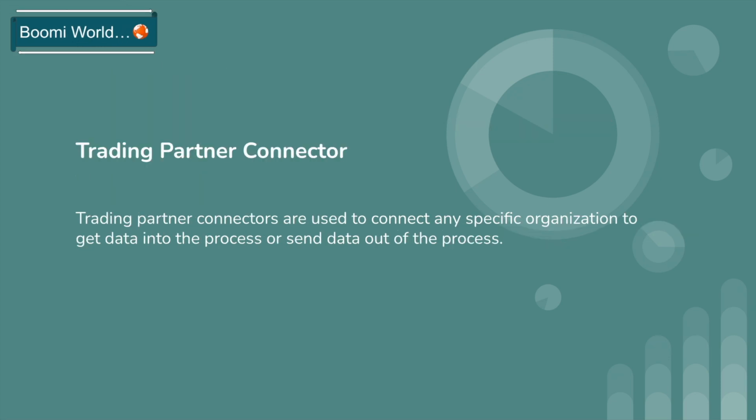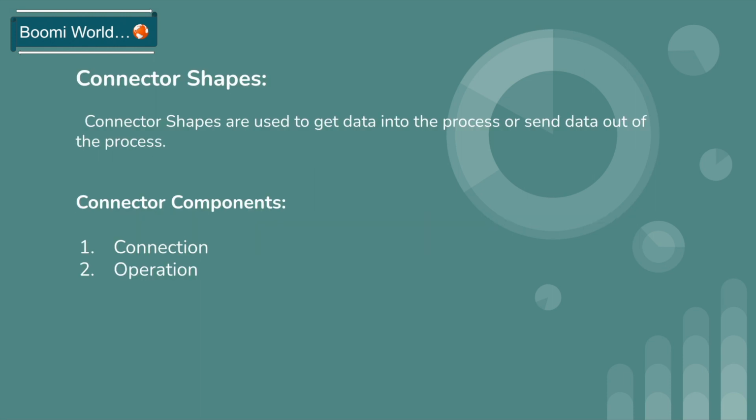And we have another type of connector, right? Trading partner connector. So what is the trading partner connector? Trading partner connectors are used to connect to a specific organization. As I told, if you want to connect to any organization to get data or send data, at that time you need to use a trading partner connector. So now we'll discuss clearly what is a connector shape, what type of components are included in connector shapes, and how to configure connector shapes in Boomi.